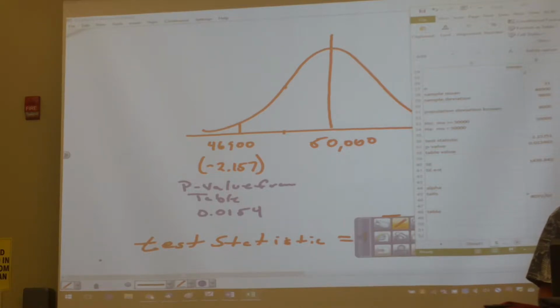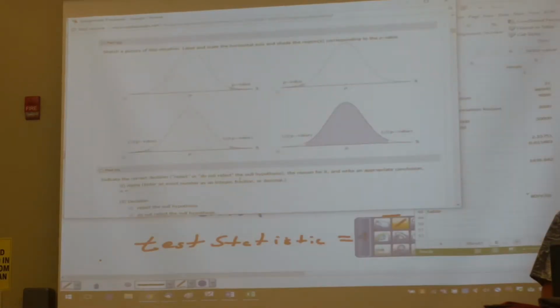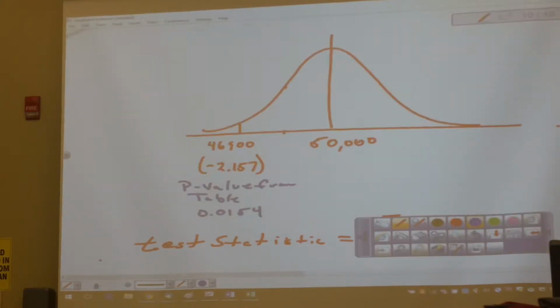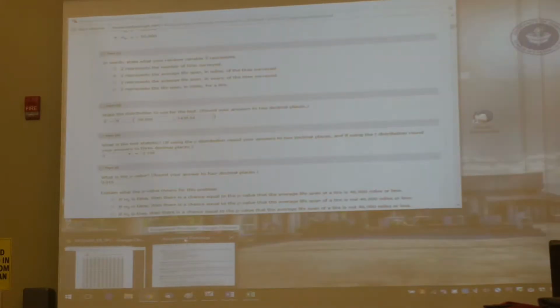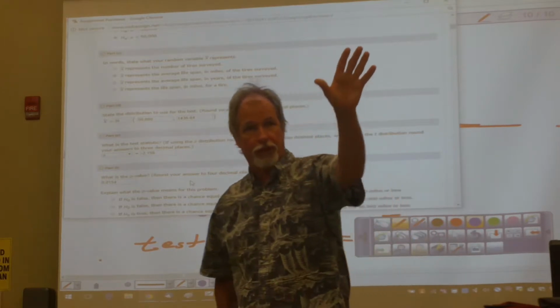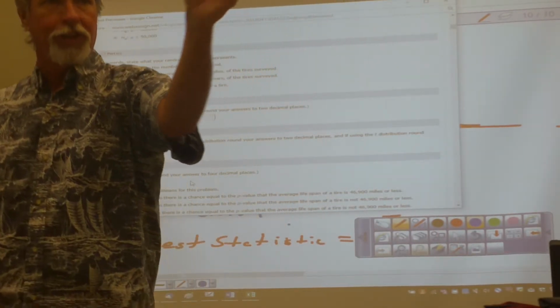Now, here's what I was looking at in this problem, and one thing that we got to learn in this book, if I'm looking at this assignment, so we said that the p-value was what? 0.015? And it says 4 decimal places. That's the p-value from the table when I looked up the test statistic, the probability.